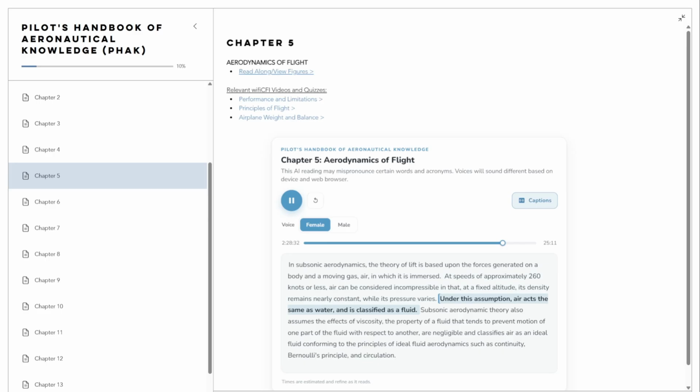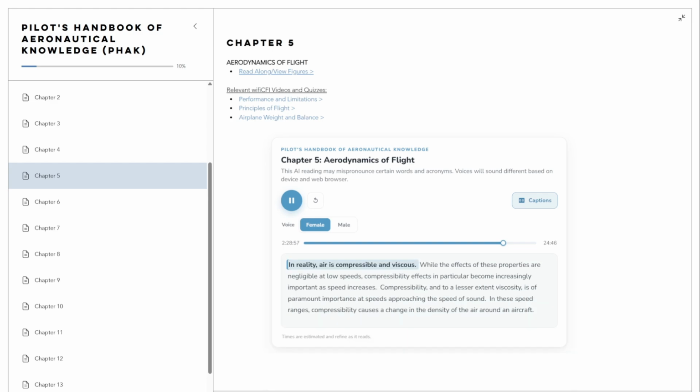Under this assumption, air acts the same as water, and is classified as a fluid. Subsonic aerodynamic theory also assumes the effects of viscosity, the property of a fluid that tends to prevent motion of one part of the fluid with respect to another, are negligible and classifies air as an ideal fluid conforming to the principles of ideal fluid aerodynamics such as continuity, Bernoulli's principle, and circulation.